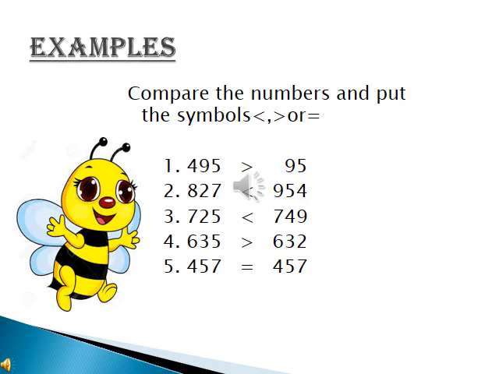Now the last example, I have first number 457 and the second number 457. You can see here all the three places, ones, tens and hundreds, are the same in both the numbers. Hence they both are equal. So we'll say 457 is equal to 457.